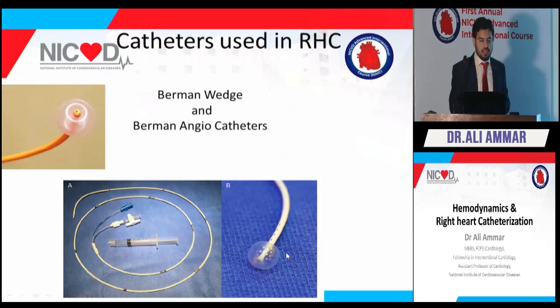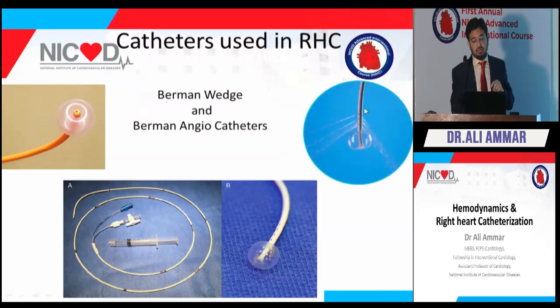It has two types. Number one type is the Berman wedge. The Berman wedge has an importance that it has a central hole at the tip. So it can avoid the pressures from the proximal part. By it, we can only measure the pressures that are distal to the balloon.